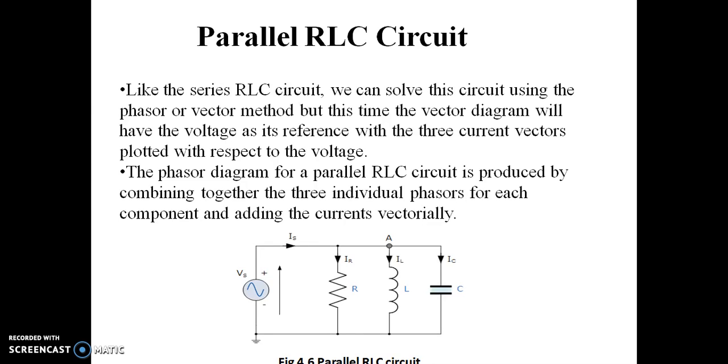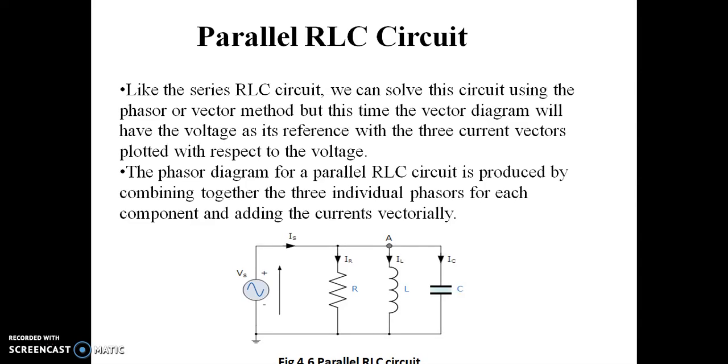Parallel RLC circuit. Like the series RLC circuit, we can solve this circuit using the phasor or vector method, but this time the vector diagram will have the voltage as its reference with the three current vectors plotted with respect to the voltage. The phasor diagram for a parallel RLC circuit is produced by combining together the three individual phasors for each component and adding the currents vectorially.